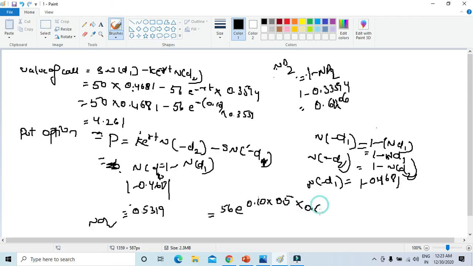Into 0.6406, this is nothing but your N(-d2), minus S times N(-d1). S is nothing but 50, into 0.5319. These are only the table values again; you need not compute them. And what we got is the previous slide's answer.